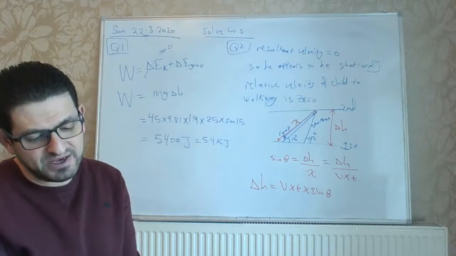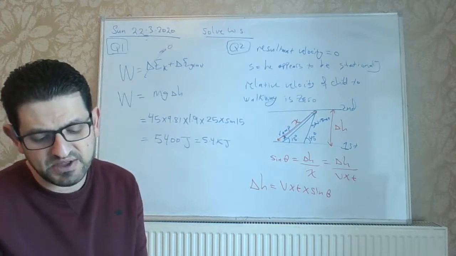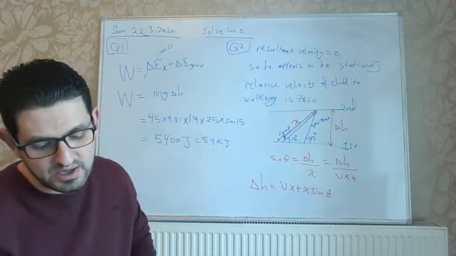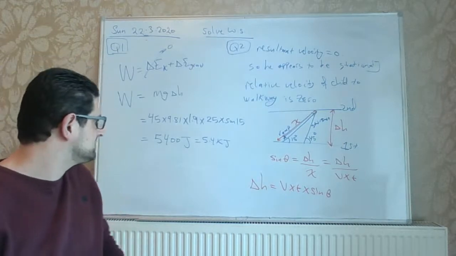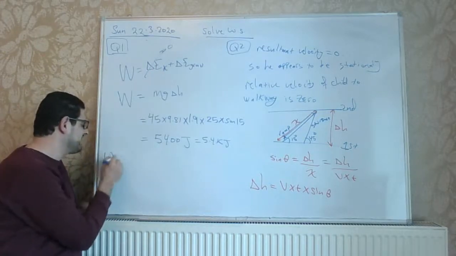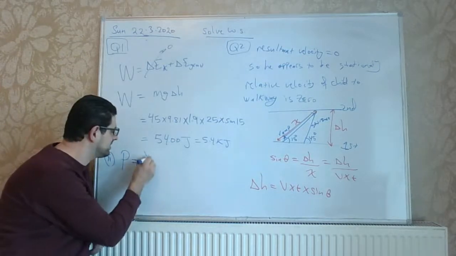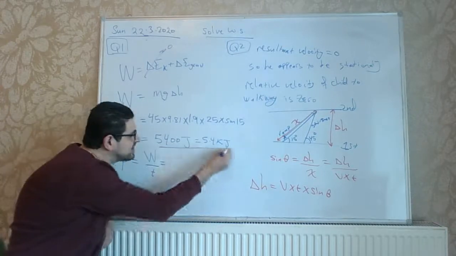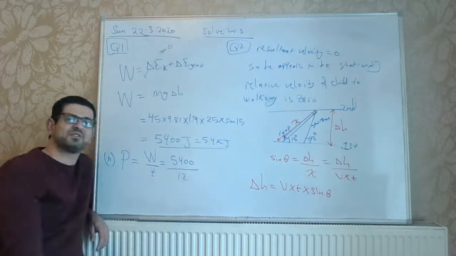On another occasion, the child uses the staircase to reach the next floor in 12 seconds. Calculate the power developed by the child when he's using the staircase. Okay, for power the equation is work over time, or energy over time. Can I use this as the work done? Can I use 5,400 over 12?